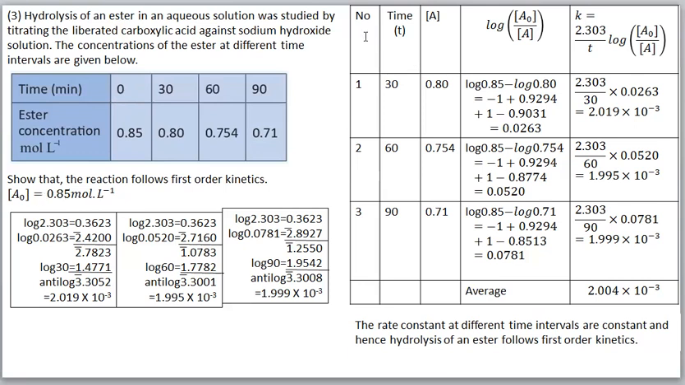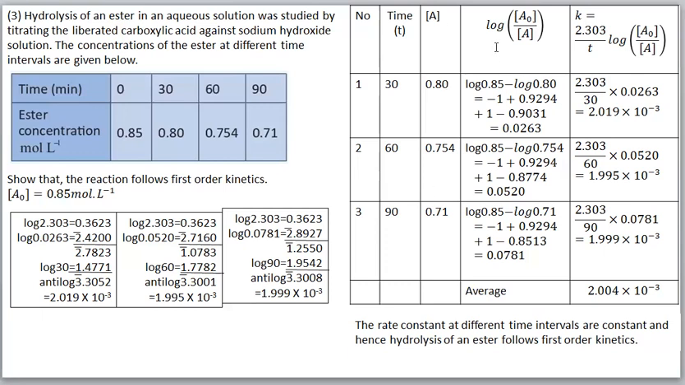Okay, then we can write from table. This is rough work, this logarithm part is rough work. Then we can write one table. You see, here number, here time, here concentration of the ester. That is, we can represent it as A.